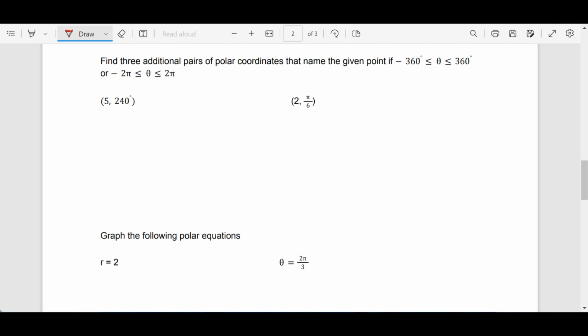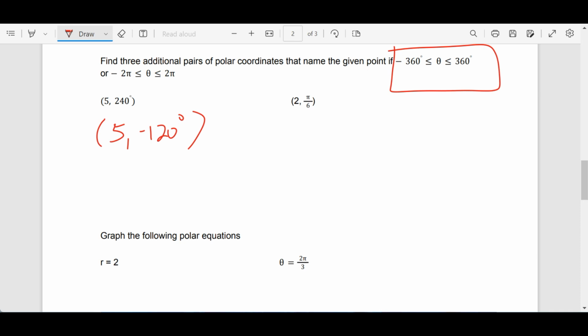Next, find 3 additional pairs of polar coordinates that name the given point. And they need to be between -360 and 360 degrees, or -2 pi and 2 pi. Because if you think about it, if I keep going around in a circle, I can keep hitting the same point, right? So one of the easy ones we can rattle off is if I subtract 360 from 240, which gets me -120 degrees. That's the easy one, right? Now, keep in mind, I gave you these instructions right here, so I can't keep subtracting 360 because I will get something not in my range.